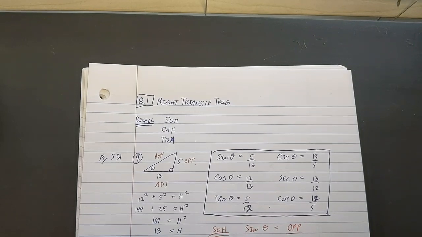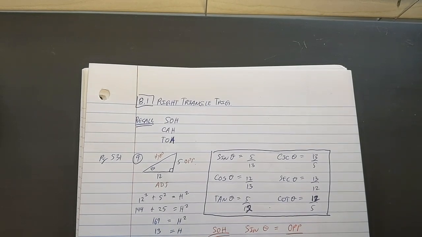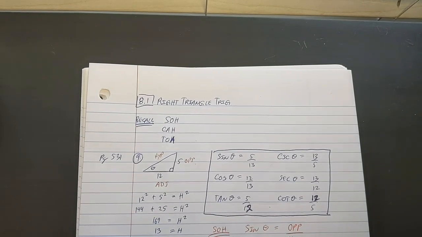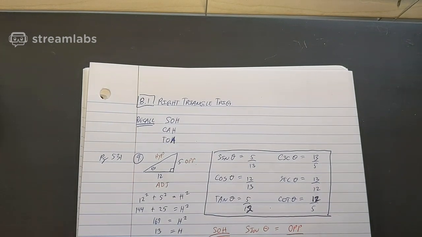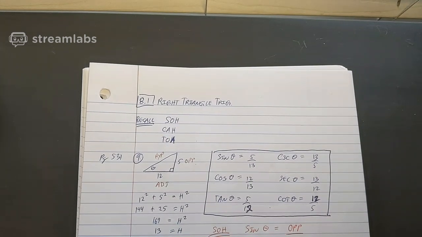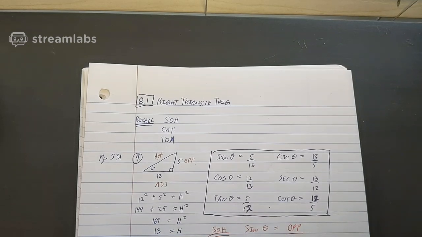So if this is theta, opposite of theta is this side right here. The adjacent side is right next to theta. And then opposite of the 90 degrees is called the hypotenuse.